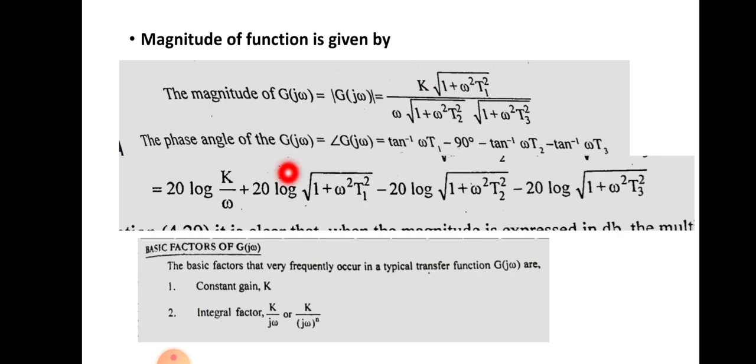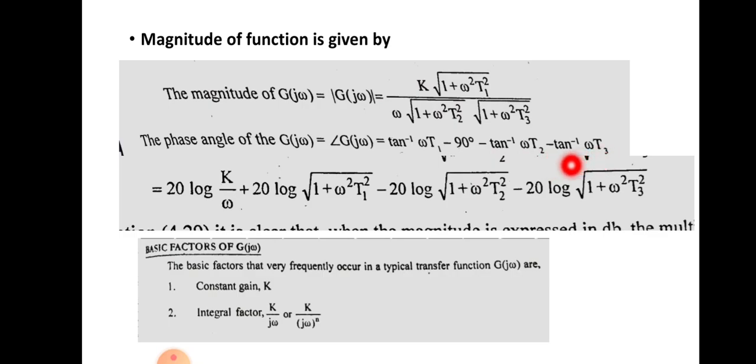And for the phase angle of G of j omega, you know that when a term comes in the form of a by b, then the angle is obtained by subtraction. That is, if there is an angle a on the numerator side and an angle b on the denominator side, then the total angle will be a minus b. Similarly, in the case of G of j omega, when we take the phase angle, the angle of G of j omega is equal to tan inverse omega T1 minus 90 degrees minus tan inverse omega T2 minus tan inverse omega T3.